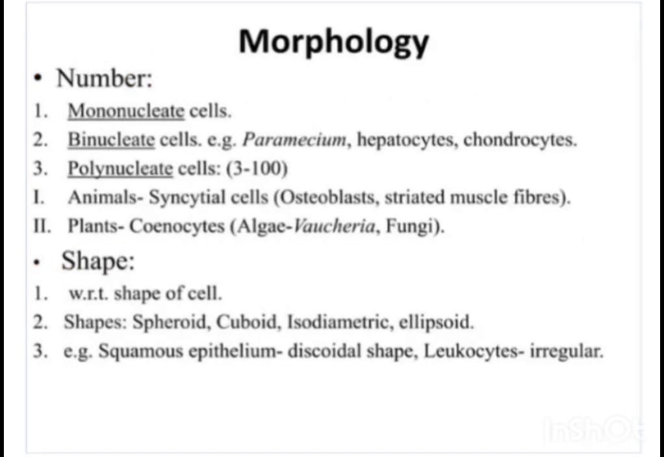Morphology. Number: mononucleate cells, binucleate cells and polynucleate cells. In animals we can see syncytial cells, in plants coenocytes. Shape of a cell: spheroid, cuboid, isodiametric, ellipsoid. Example: squamous epithelium, discoidal in shape. Leukocytes are irregular in shape.